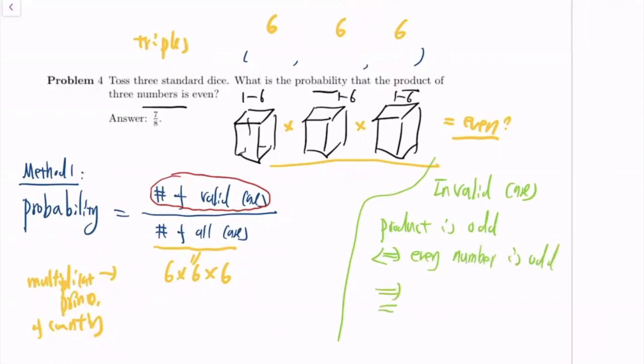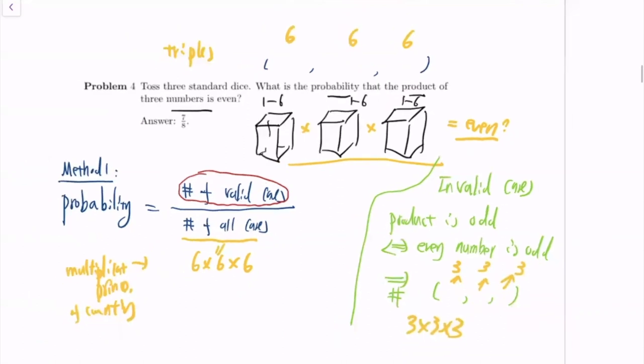So we have a triple where each one is odd. Then we have three choices for this, since it has to be an odd number: 1, 3, or 5. And three choices for that, and three choices for this. So the total will be 3 times 3 times 3.